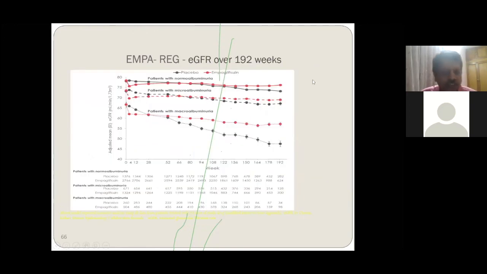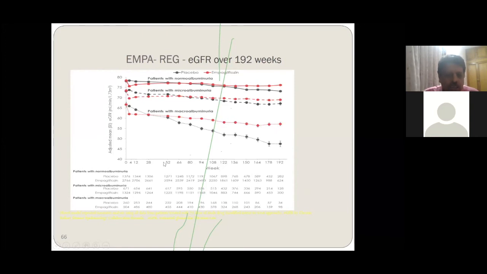The EMPA-REG trial has significantly shown that use of empagliflozin, as compared to the placebo, significantly reduced the albumin excretion, and the retardation of the GFR, or reduction in the GFR, is also reduced. Even in those with a GFR of 80 ml, and even those who have a GFR of 70 ml or less than 60 ml, there will be reduced GFR reduction.